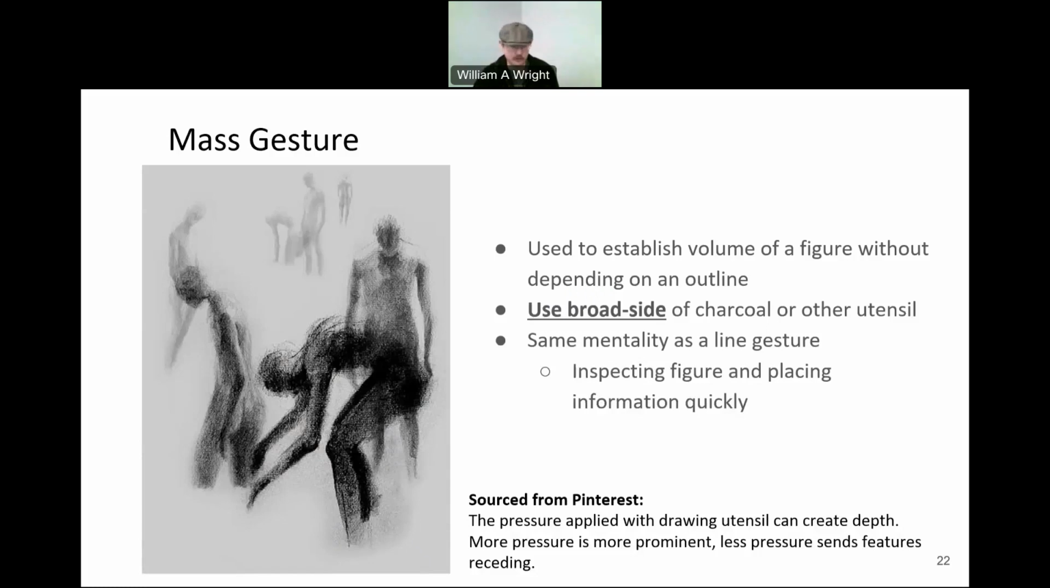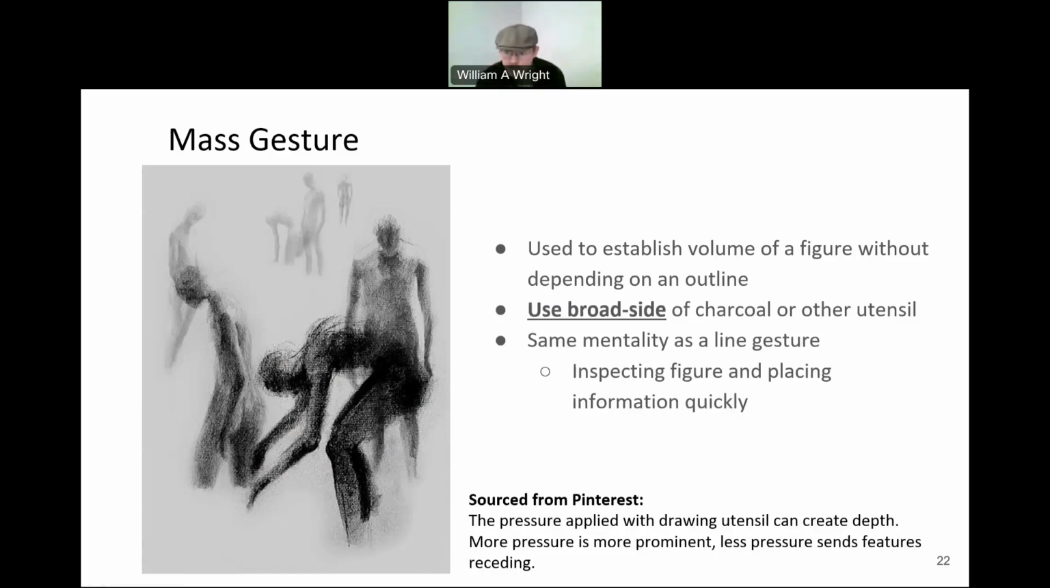Now, mass gesture. This is what I was talking about a minute ago, and that little extra demo I squeezed in while I had the document camera up. This is used to establish volume in the figure without depending on outline or contour line. It's not about following the shape. You're going to be able to show mass by putting the whole leg in one mark, and whatever the shadow side of the leg is, maybe press a little harder on that side. Boom, now you've got this nice big full shadow, right?